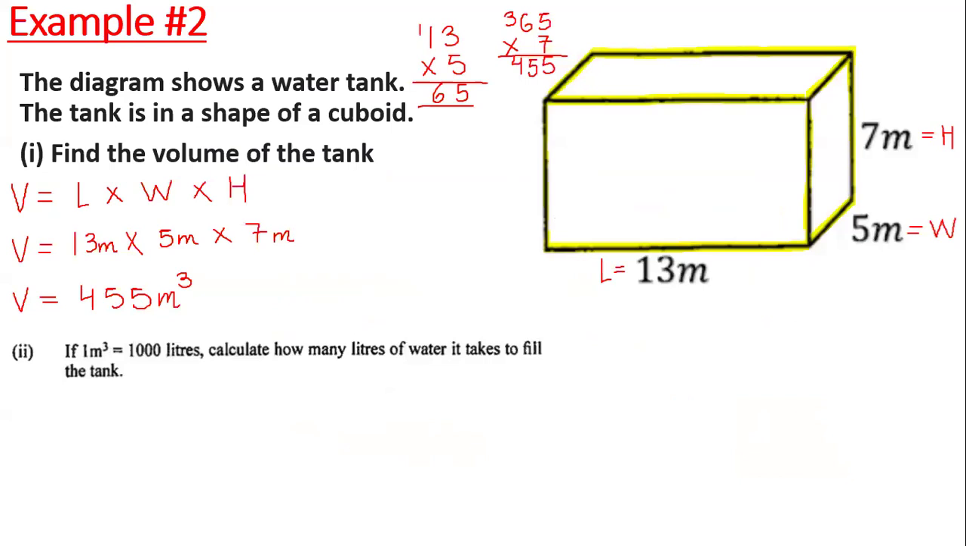Okay, so how are we going to find, if 1 meters cube is equal to 1,000 liters, how many liters of water does it take to fill the tank? We are calculating. 455,000 liters. How do we get that? We multiply 455 by 1,000. Very good.